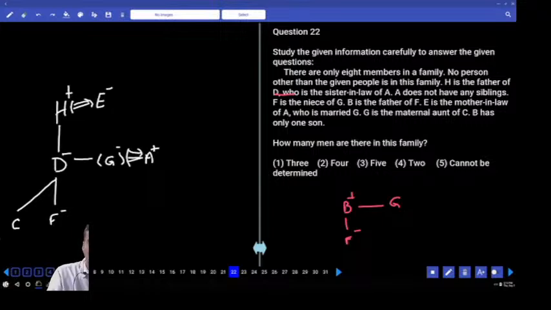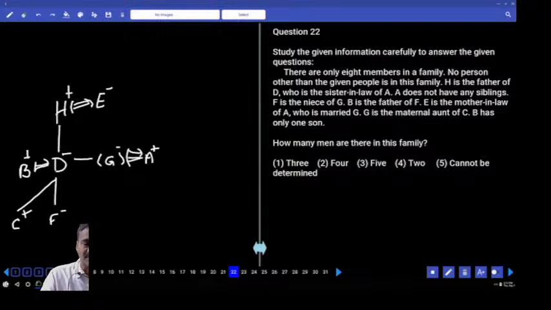And B has only one son. Only one son means this must be B, isn't it? Now B and D are a married couple. B is having only one son, that is C. How many men are there in the family here? 1, 2, 3, 4. There are 4 males, that is choice 2, question number 22.